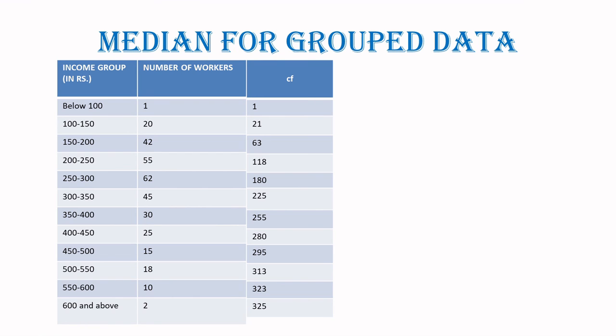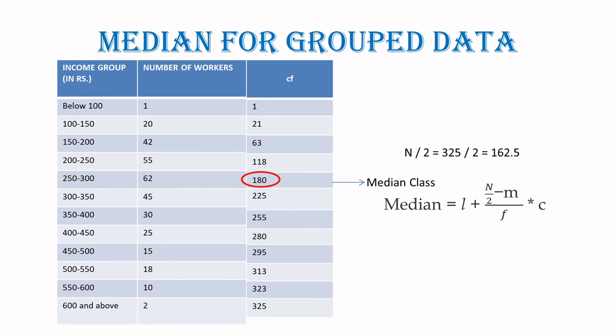So now we have to find n by 2. N by 2 is nothing but 162.5, and we have to find a value in the cumulative frequency column which is greater than this n by 2 value. So the value greater than 162.5 is 180, and this would become the median class. Now after finding the median class, let us get the formula, and we will try to find each and every variable from this formula and substitute it over here.